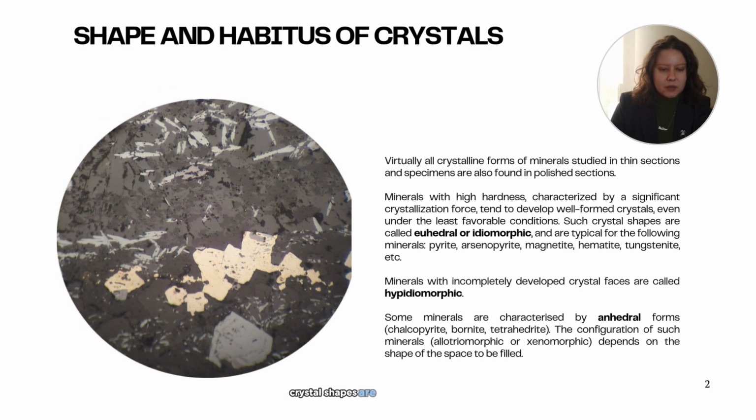Crystal shapes are called idiomorphic and are typical for the following minerals: pyrite, arsenopyrite, magnetite, hematite, etc. Minerals with incompletely developed crystal phase are called hypidiomorphic. Some minerals are characterized by anhedral forms: chalcopyrite, bornite, tetrahedrite. The configurations of such minerals, allotriomorphic or xenomorphic, depend on the shape of the space to be filled.